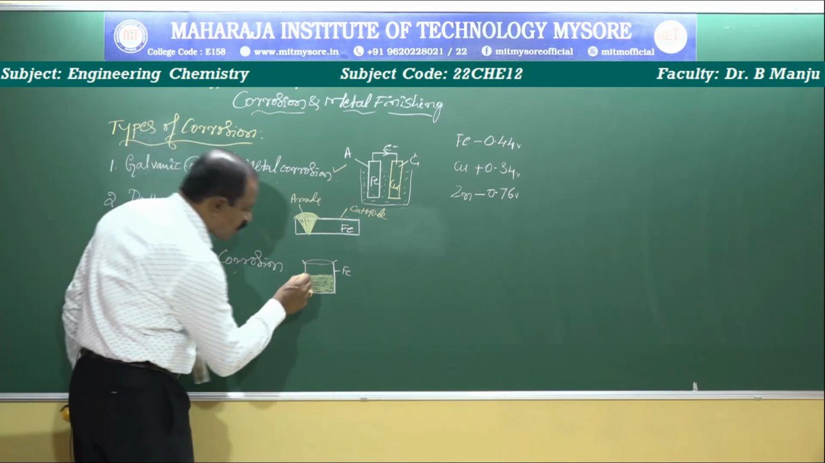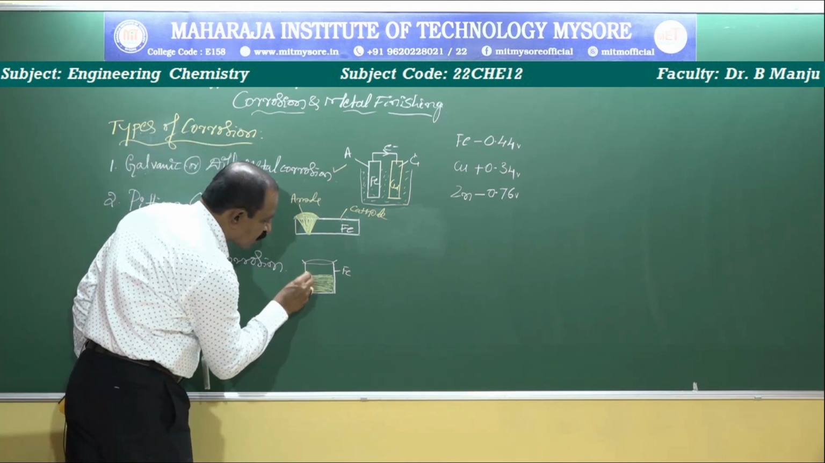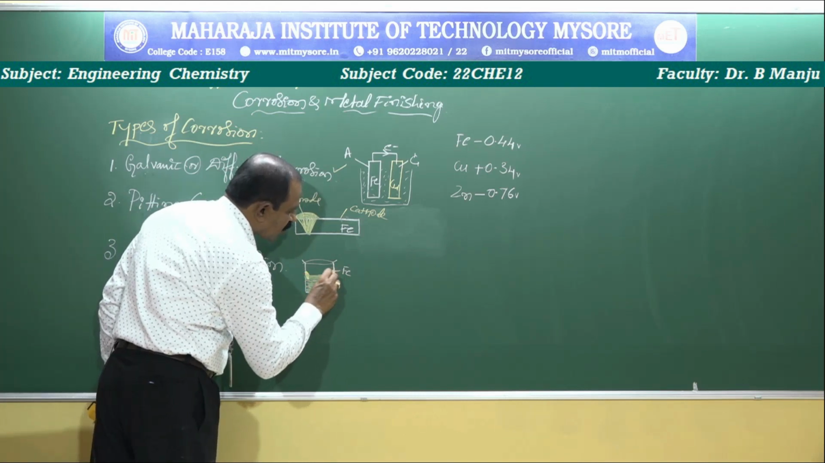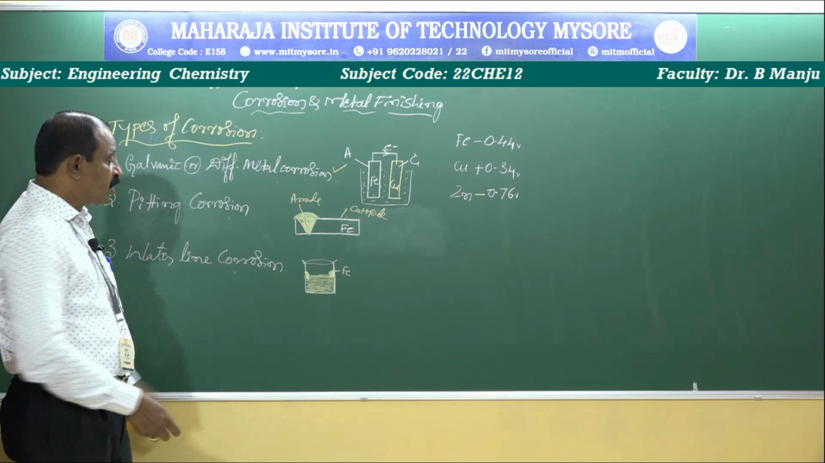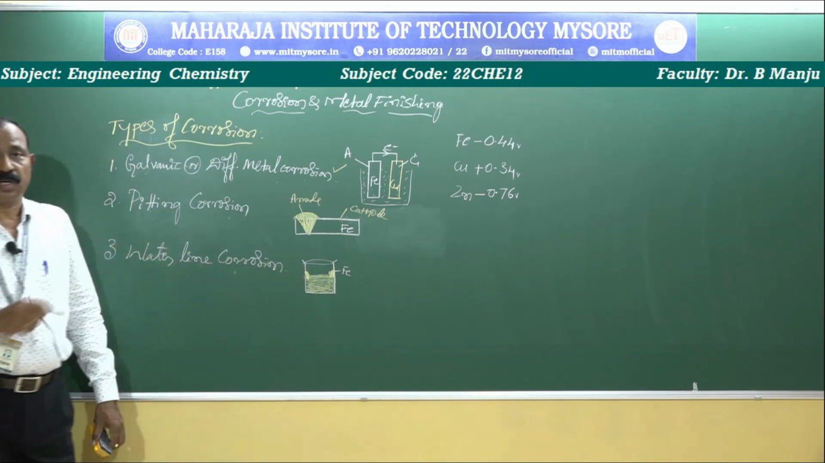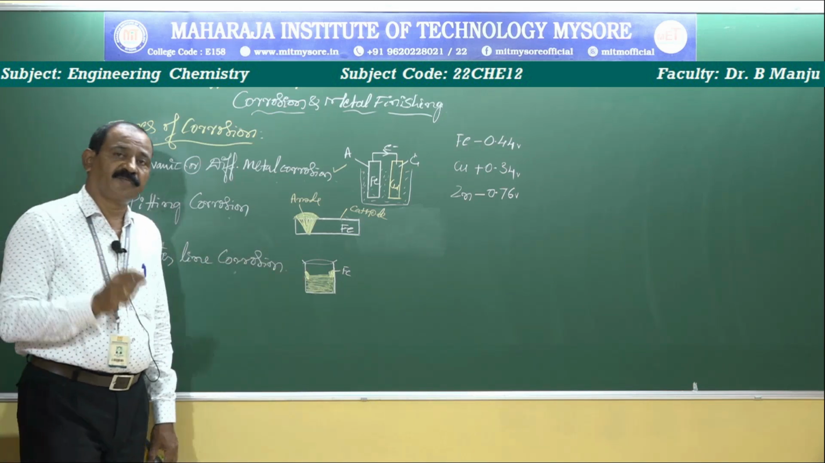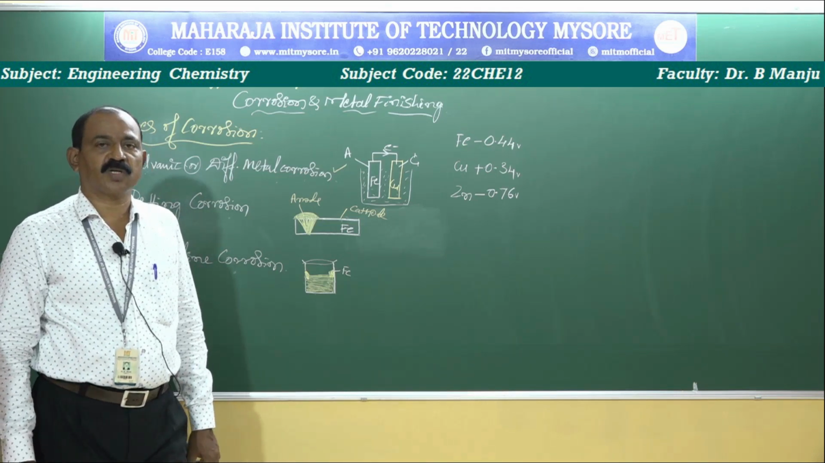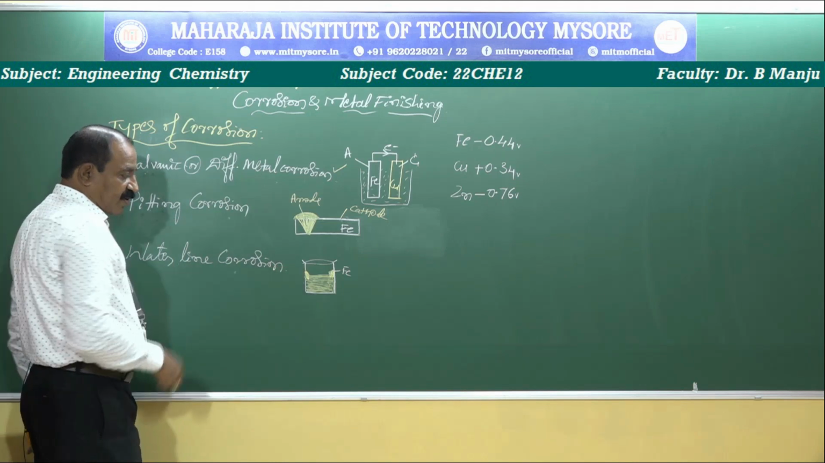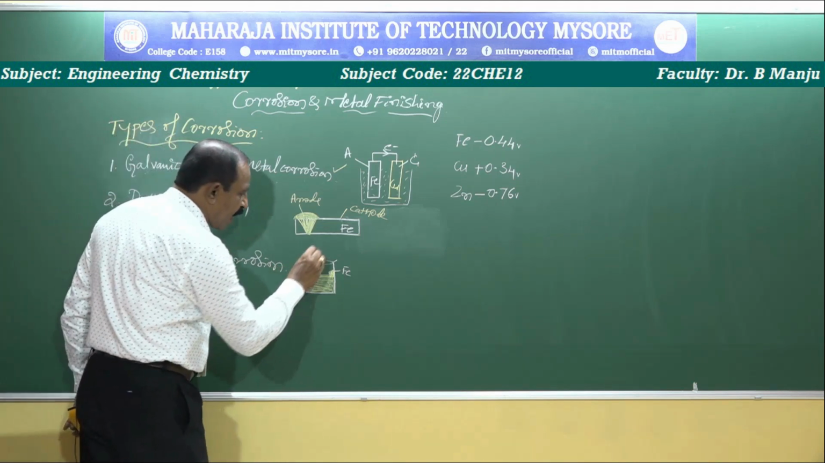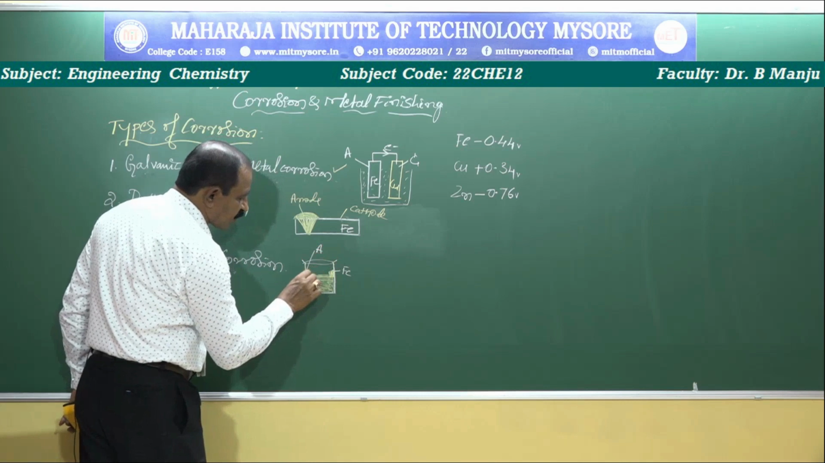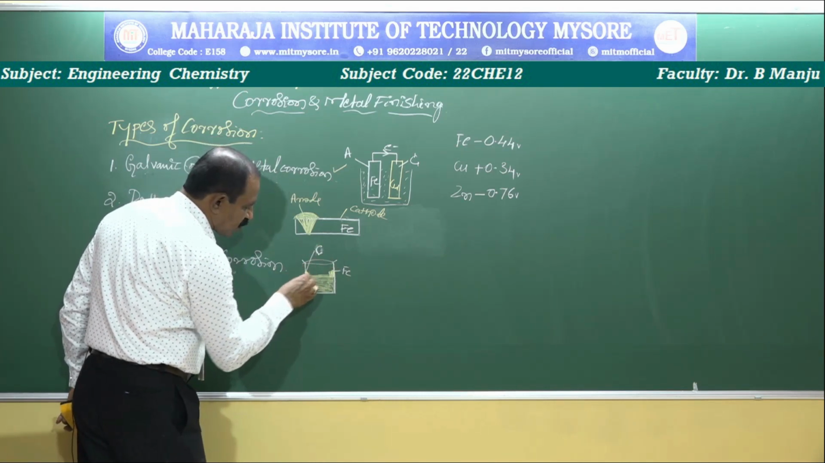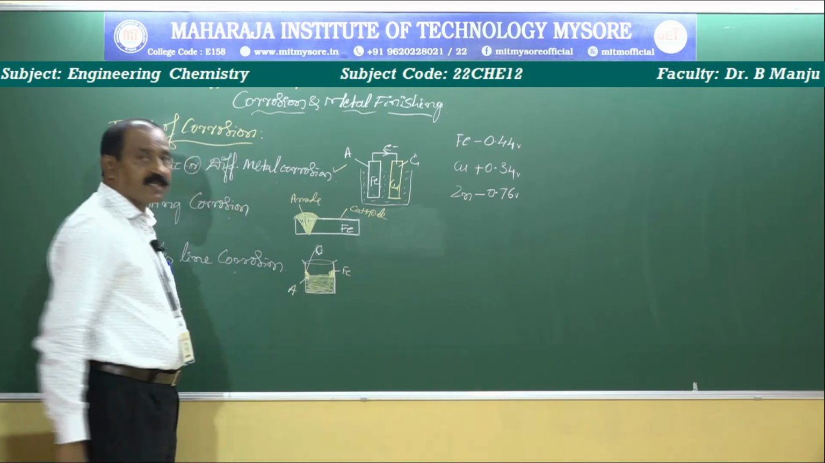Actually, the corrosion takes place at this portion. Suppose it's an iron vessel. Here starts corrosion. Waterline corrosion is also explained on the basis of the differential aeration theory of corrosion. As per the differential aeration theory of corrosion, less oxygenated surface always acts as anode, more oxygenated surface acts as cathode. This is the more oxygenated surface, and below this waterline, that portion acts as anode.